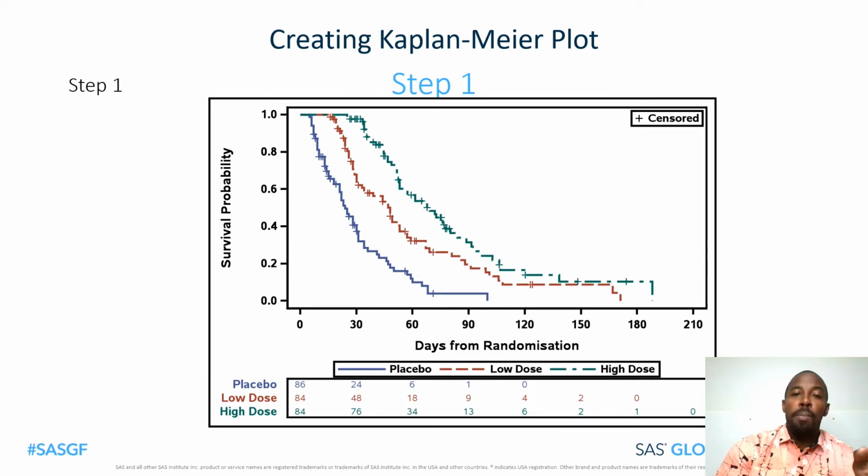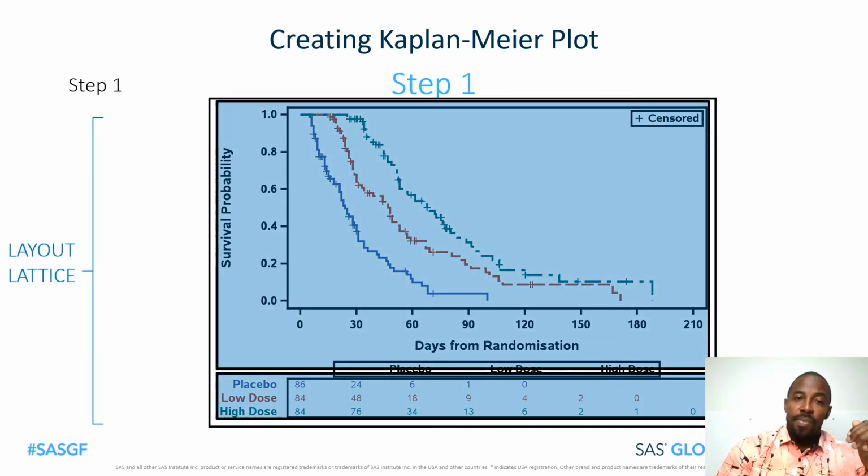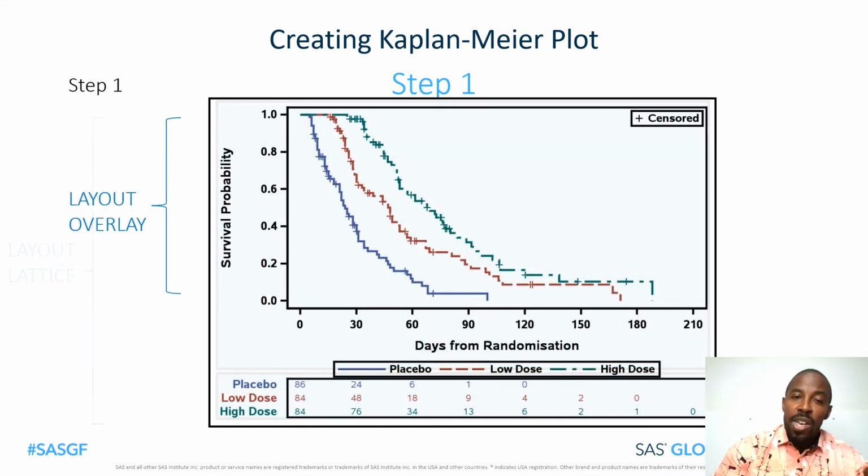In this example, there are actually 2 overlay layouts. The first overlay layout produces the KM curves, and the second overlay layout contains the subjects at risk table. So a layout lattice was used to define a layout which had two cells. The first layout overlay created a layout for the KM curves, and you can use the step statement to create the 3 KM curves.